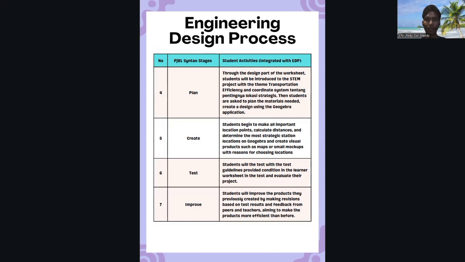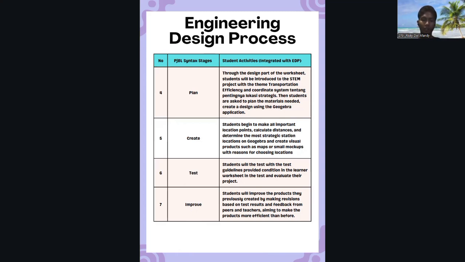Next is plan. After imagine, they make decisions in the plan. Here, students plan the materials they need and create a design using the GeoGebra application. Next is create. Here, in GeoGebra, students will make a miniature with the location points they choose, giving their reasons for choosing the locations.